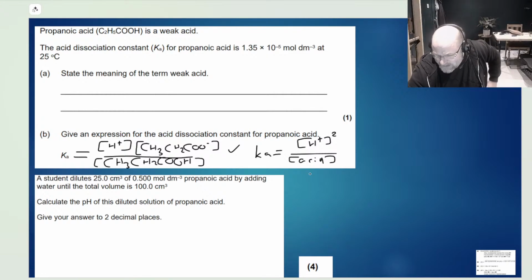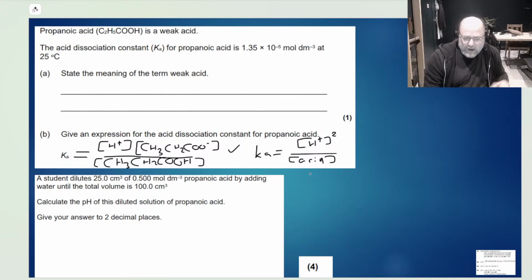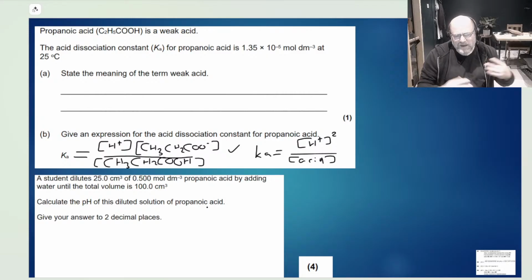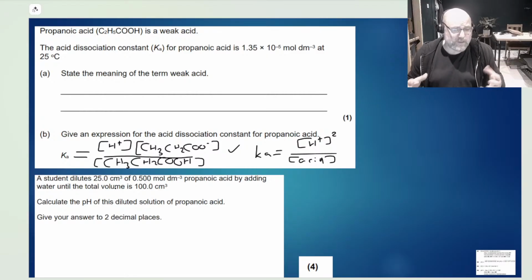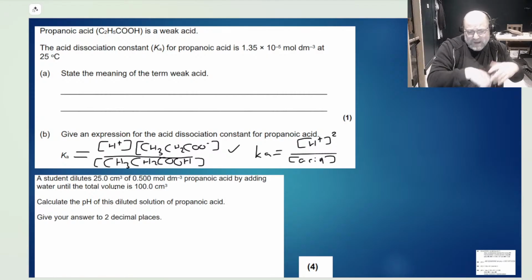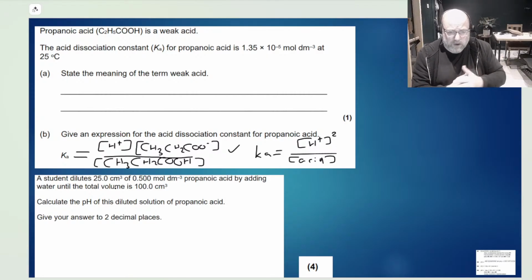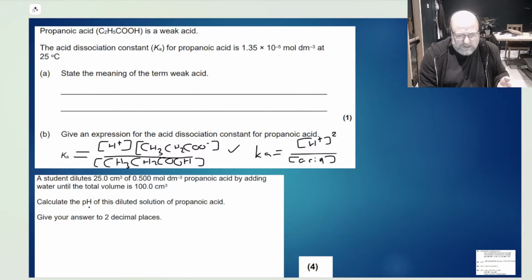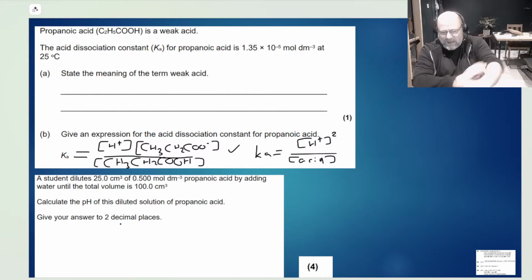So let's see if you can. Oh, this one's a little bit more difficult, folks. They made this one a little bit trickier. A student dilutes 25 centimeters cubed of 0.5 mole per decimeter cubed propanoic acid by adding water until the total volume is 100. Calculate the pH of this diluted solution of the propanoic acid. Give your answer to 2 decimal places.